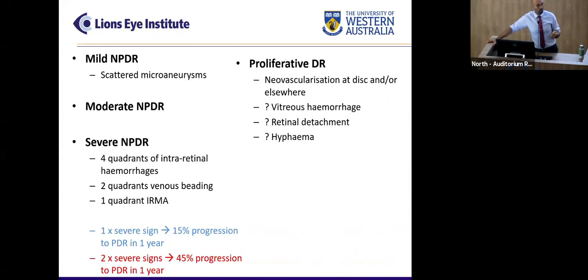Neovascularization can also exert traction on the retina. So it grows up out of the retina, and as it grows, it can tug on the retina and cause a retinal detachment. So you can get a diabetic tractional retinal detachment. That's another possible complication and cause of blindness. And finally, less common, if you have neovascularization of the iris, the front of the eye, those blood vessels can also bleed and cause a hyphema.